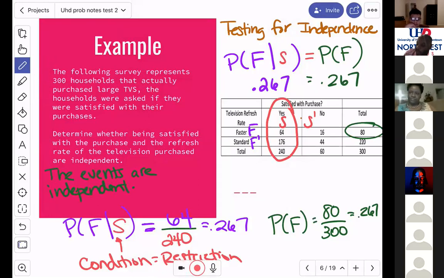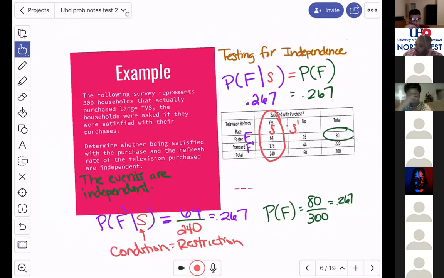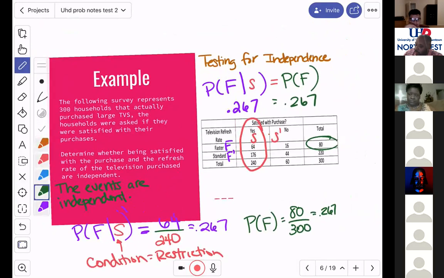And look what I've done. I picked faster and satisfied. Let's pick a different one. Let's pick standard and not satisfied. Y'all want to do that one? Let's pick standard and not satisfied and see what happens. So let's calculate the probability of having a standard TV, F prime, given that you're not satisfied, S prime. F prime given S prime.